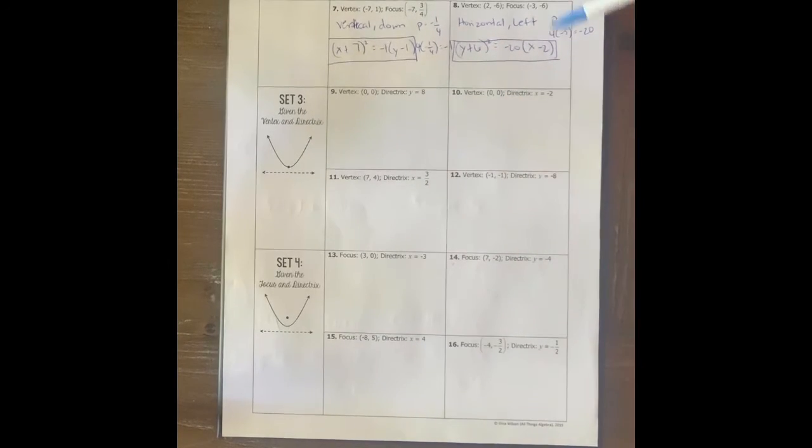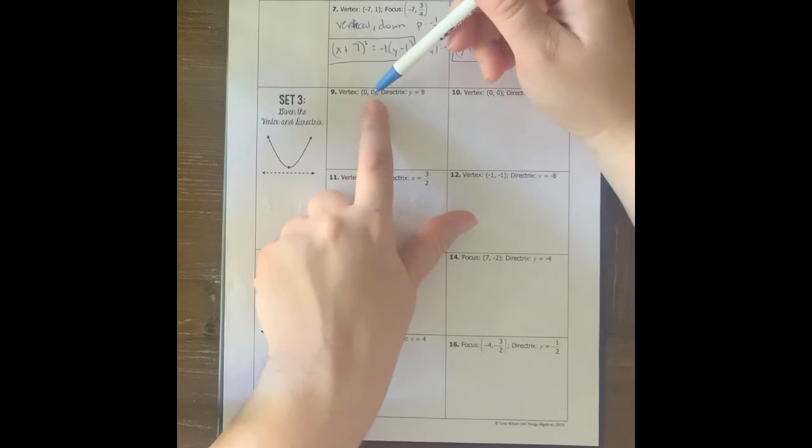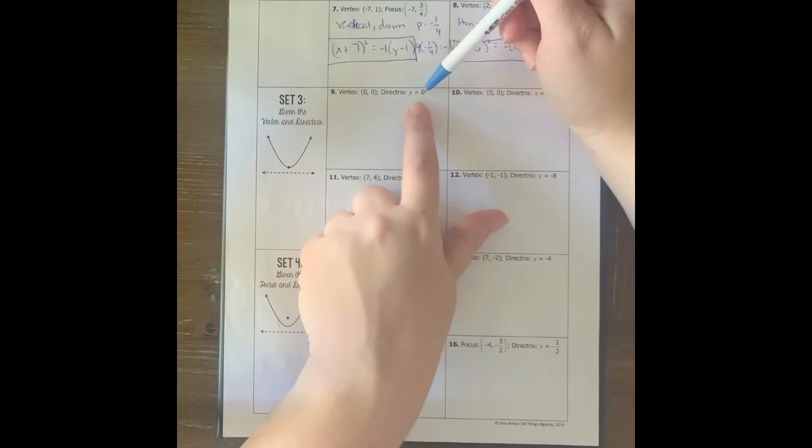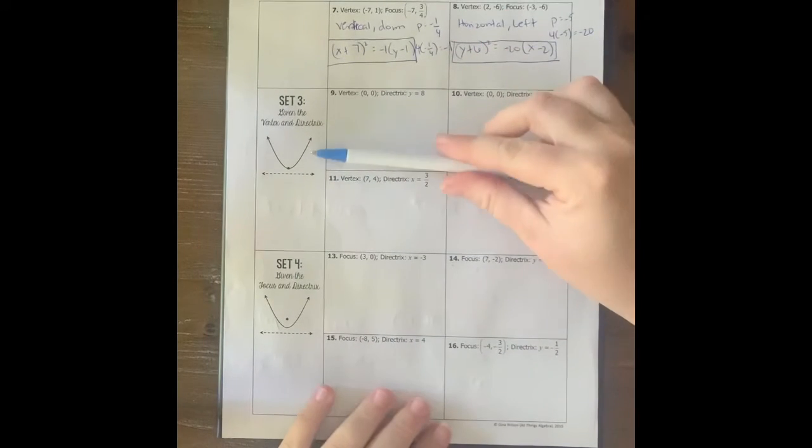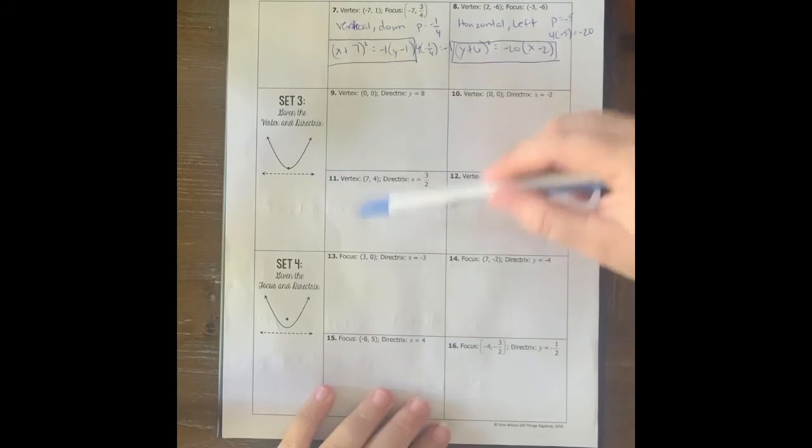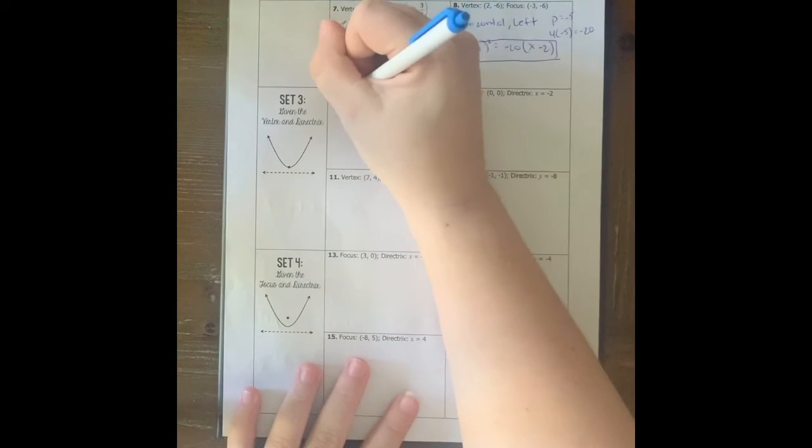Okay, now we're given a vertex and a directrix. You're still doing the same thing, but now you just got to think about it on the opposite side. Okay, so our vertex is at 0, 0. Our directrix is y equals 8. Well, if it's y equals, that's a horizontal line. Okay, so we know it's going to be vertical.